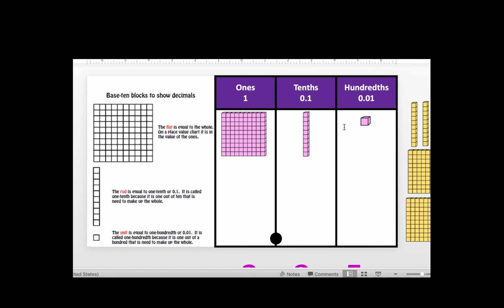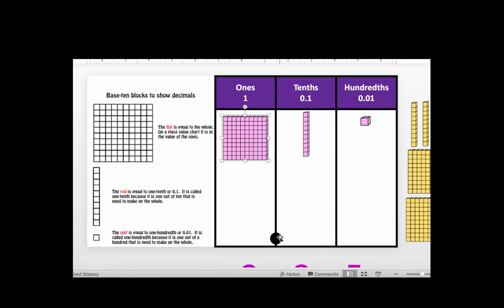Okay, so today's lesson we are going to be looking at multiplying decimals using base 10 blocks. So first, the flat is equal to the whole. On a place value chart, it is in the value of the ones. So basically our whole here is going to be 1. It's equal to 1 whole.